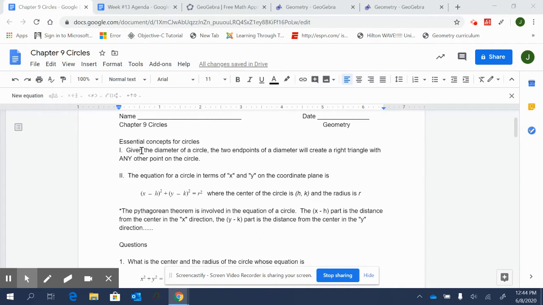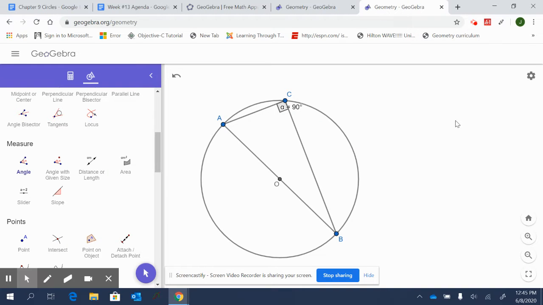So two essential concepts for this week: given the diameter of a circle, this is the geometry concept. What happens is if you create a circle and then you identify two endpoints of a particular diameter, then if you have any other point on the circle and connect those 3 points, you're going to make a right triangle. So we'll focus on that real fast, looking at something that I created on GeoGebra. So kind of a neat math app that I experiment on.